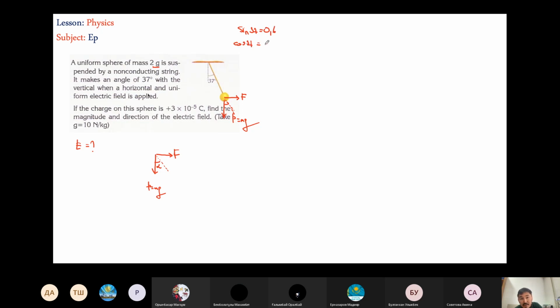I will write here the sine and cosine of the angle. Sine of 37 is 0.6 and cosine is 0.8, if you need it.